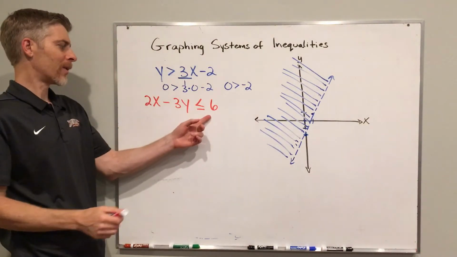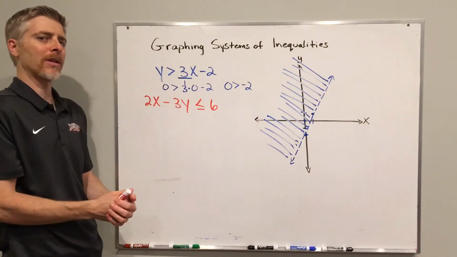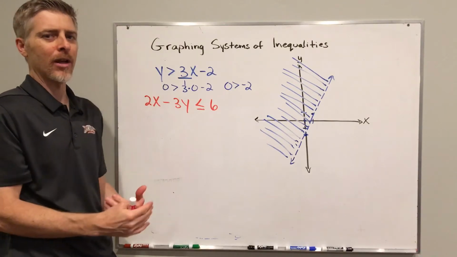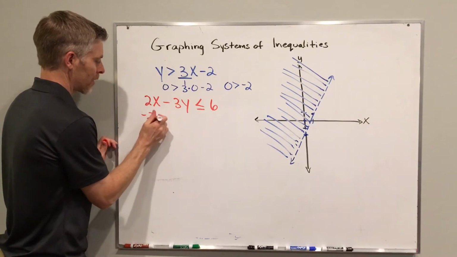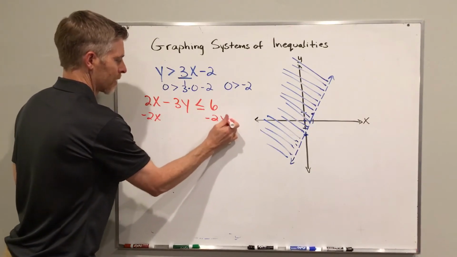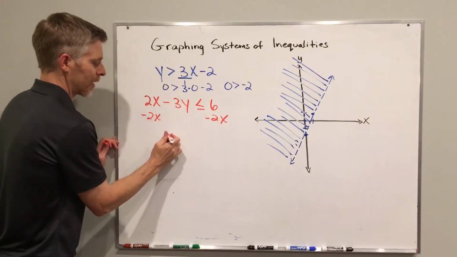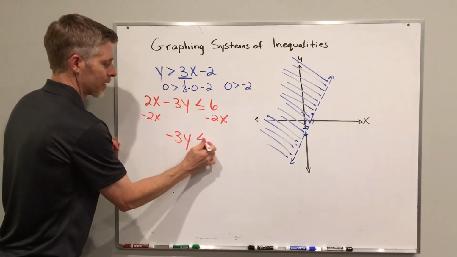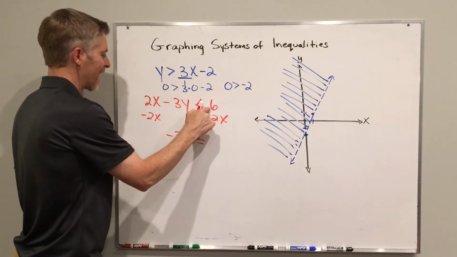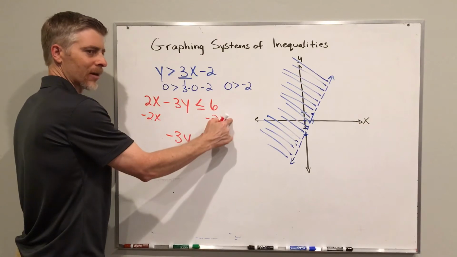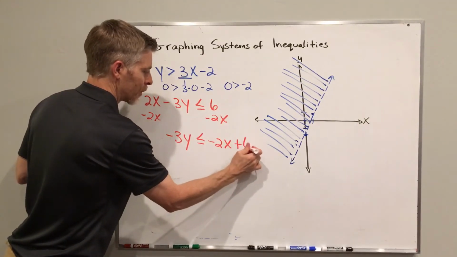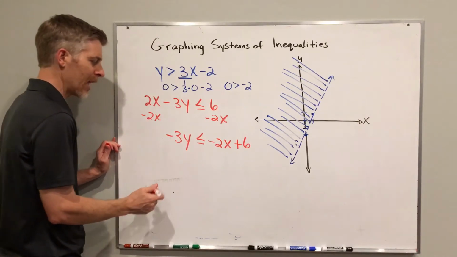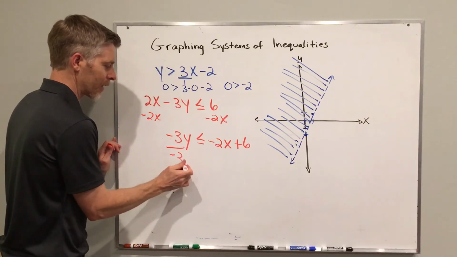Notice this inequality is not in y equals mx plus b form, or what we call slope-intercept form. So we know how to do that. We're going to subtract 2x from both sides. Now careful, that's going to leave -3y less than or equal to. I can't do 6 minus 2 because these are not like terms, so I will leave it as -2x plus 6. And now I need to divide everything by -3.